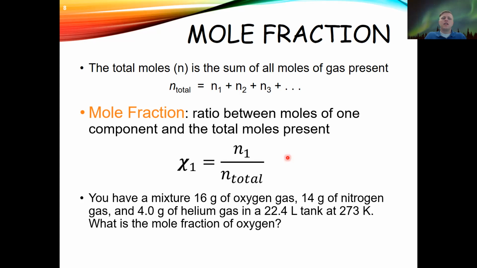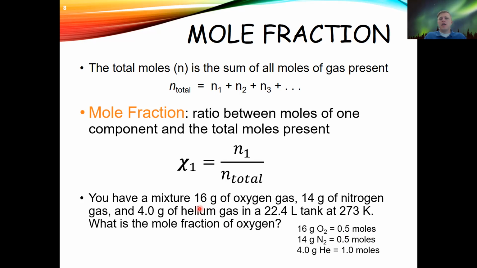You'll notice in this mole fraction equation, these are moles, not mass, right? So we need to convert all of these into moles, figure out how many moles there are of each. Oxygen gas here weighs 32 grams per mole, so 16 grams will be half a mole. 14 grams of nitrogen: nitrogen gas is N2, which weighs 28, so 14 grams will be another half mole. And helium, of course, is a monatomic species. It's just one atom, and it weighs 4 grams per mole, so 4 grams would be 1 mole.